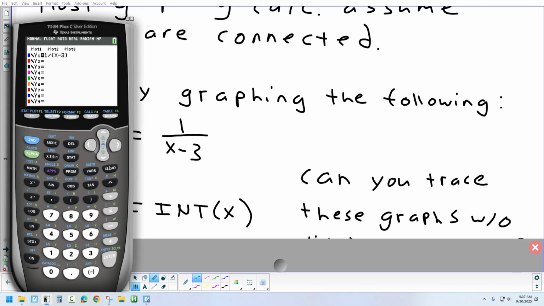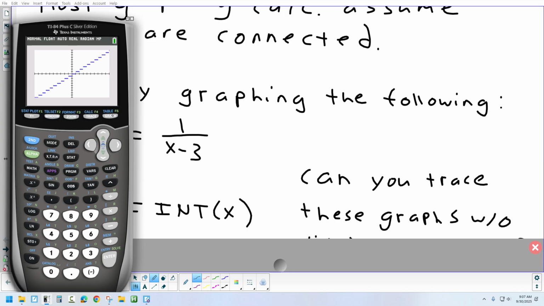Okay, let's try this one. The integer function. If you go to math, I think we did this before, it's a step function, number, and the 5th option down is integer. Remember, this function rounds everything to the biggest integer it can that's smaller. So like 4.9 would be to 4. 4.8, 4. 4.2 goes to 4. Basically, it chops the decimal off. That's what it does. And if you graph that, that's another example of a graph that is not connected.